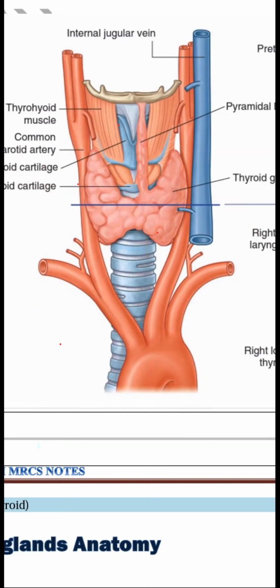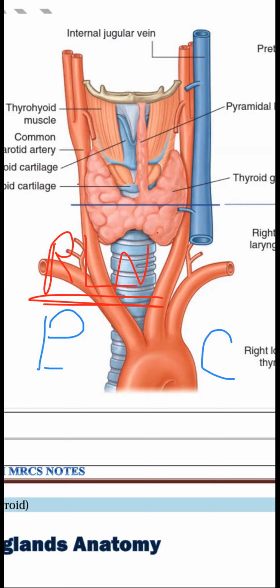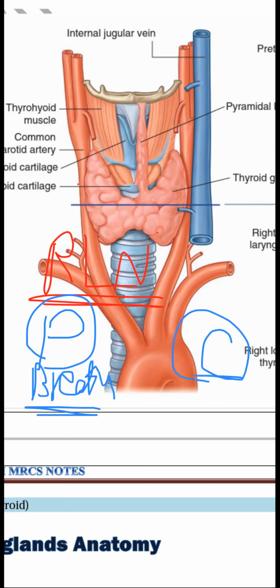What about injury to this recurrent laryngeal nerve? I will try to make it simple. How will you remember this? Recurrent laryngeal nerve injury, partial or complete? Partial, P, will be related to breathing, P with P. While complete, C, will be related to vocalization. This is the sound.